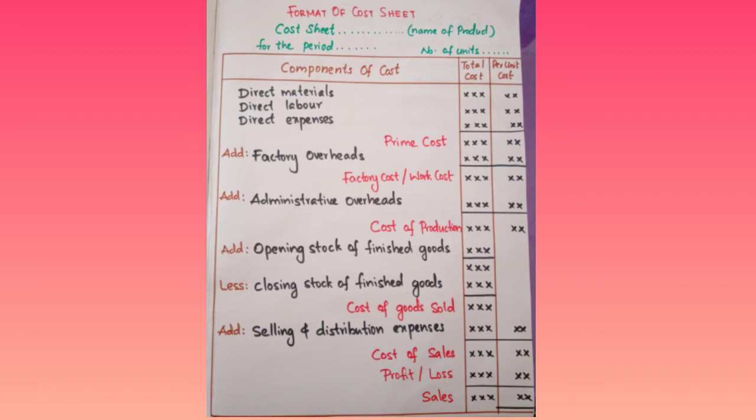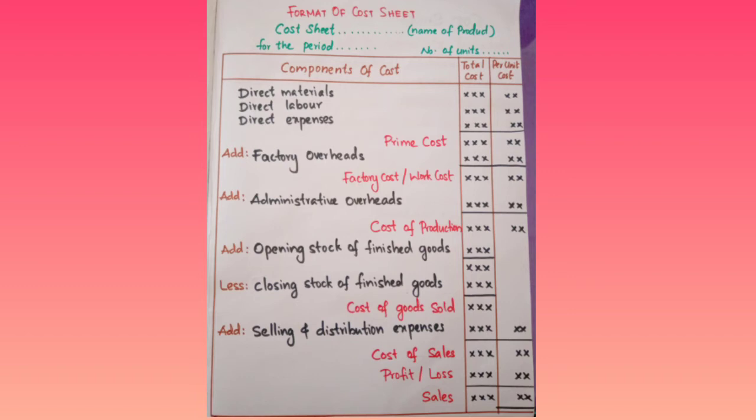Then, if there is an opening and closing stock of finished goods, we have to add the opening stock and deduct the closing stock of finished goods, and we get cost of goods sold. Along with that cost of goods sold, by adding selling and distribution expenses, we get cost of sales. From that cost of sales, we have to find out the profit or loss earned from that production.